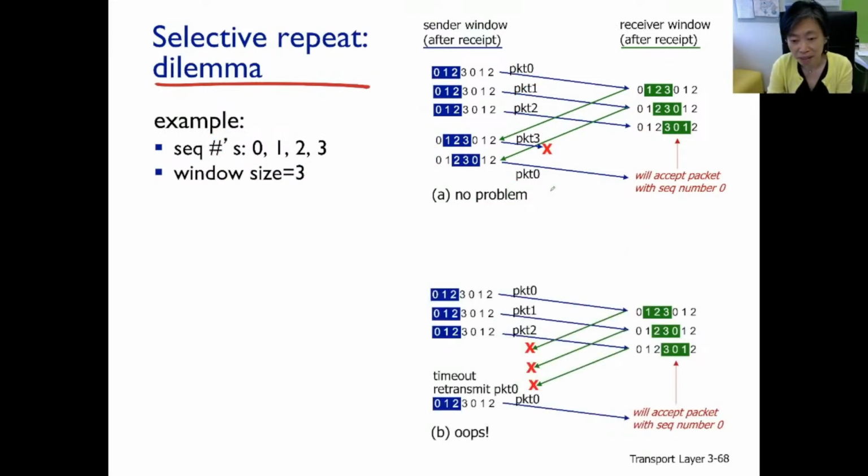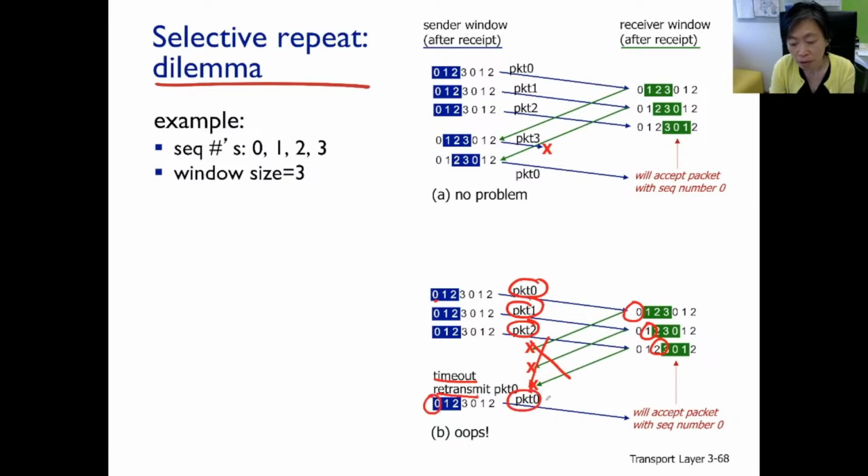Here's the next one. Same scenario, window size only 3, and we have sequence numbers. There are only 4 of them. So we send packet 0, 1, and 2 out. Receiver here generates ACK0, ACK1, and ACK2 back. But unfortunately, all of them are lost. So timeout is going to happen and retransmit packet 0.